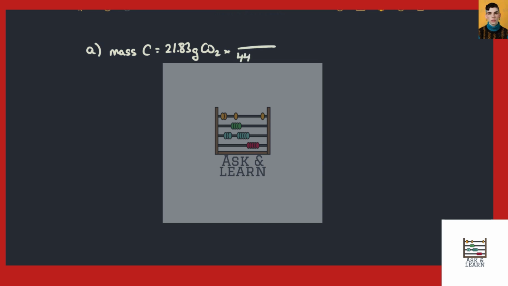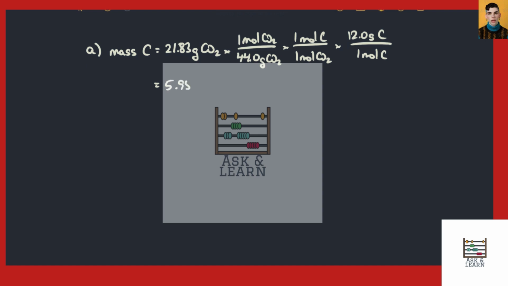So 44.0 grams of CO2 in 1 mole of CO2. And in 1 mole of CO2, we have 1 mole of carbon, and in 1 mole of carbon, there's 12 grams. This is molar mass, so the mass of carbon works out to 5.9536 grams. And we'll calculate the mass of hydrogen.